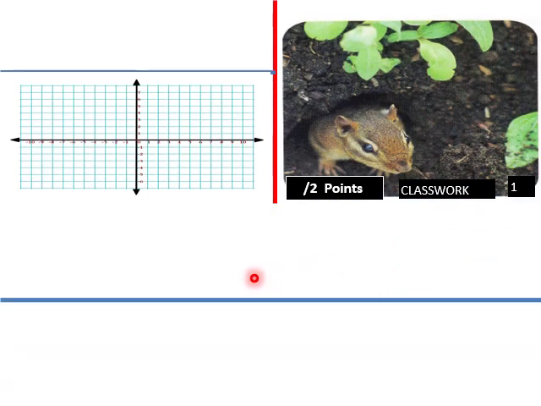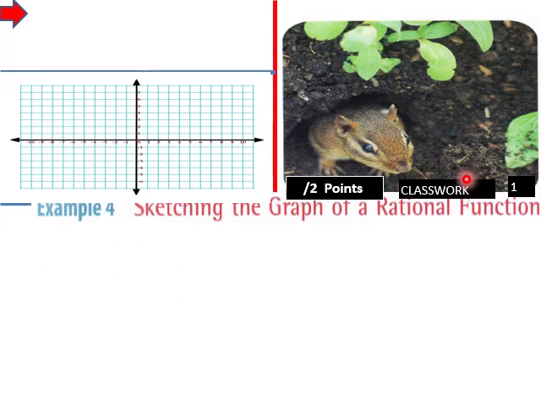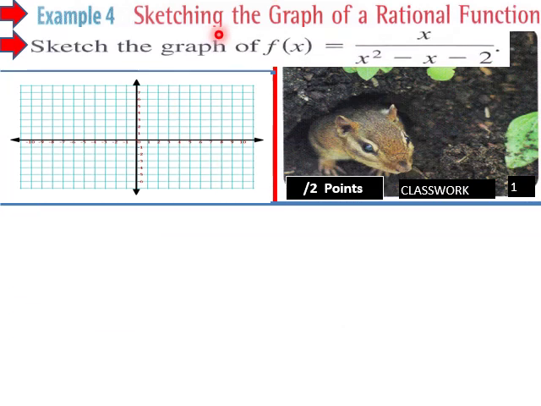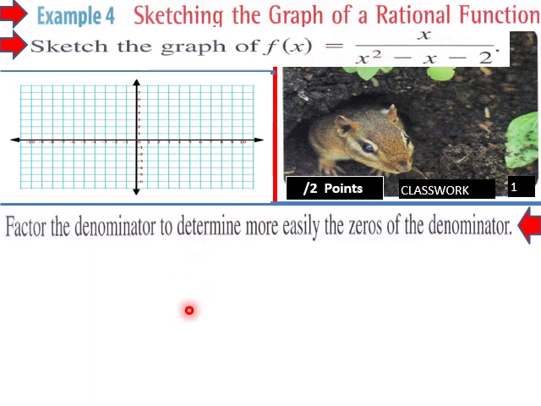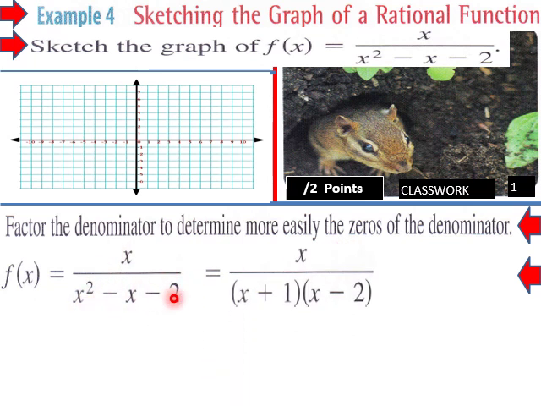Let's jump right into another example on our first slide, sketching the graph of a rational function. Sketch the graph of f of x equals x over x squared minus x minus 2. Factor the denominator first so that you can more easily find the zeros of the denominator. It's a quadratic, so this becomes x plus 1 times x minus 2.